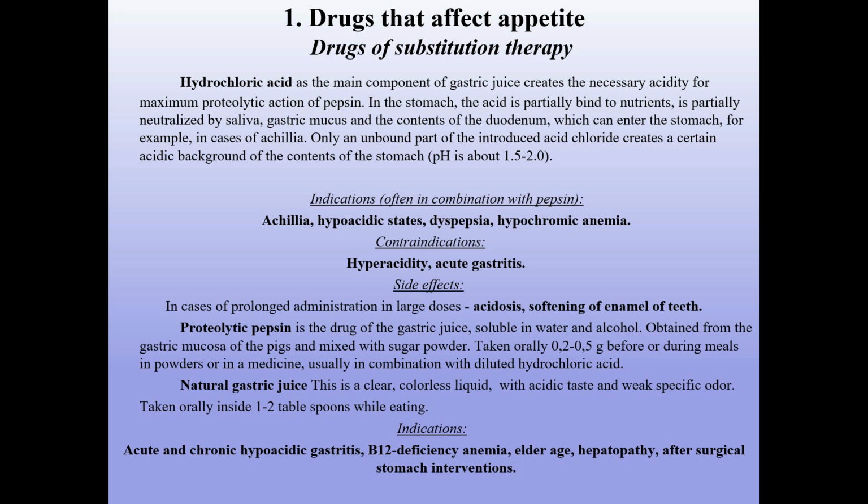Proteolytic pepsin is the drug of the gastric juice, soluble in water and alcohol, obtained from the gastric mucosa of pigs and mixed with sugar powder. Taken orally 0.2 to 0.5 grams before or during meals in powders or in a medicine, usually in combination with diluted hydrochloric acid. One more is natural gastric juice.